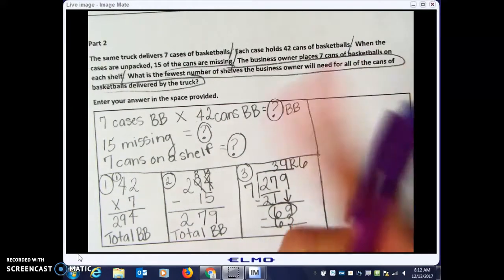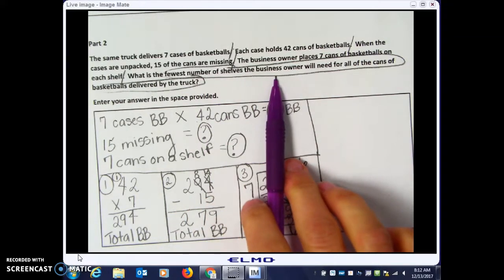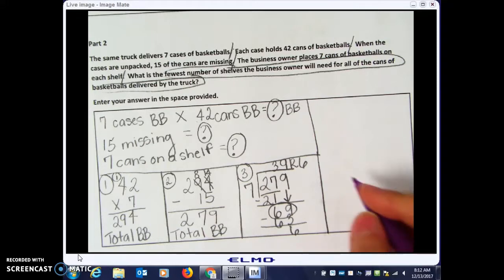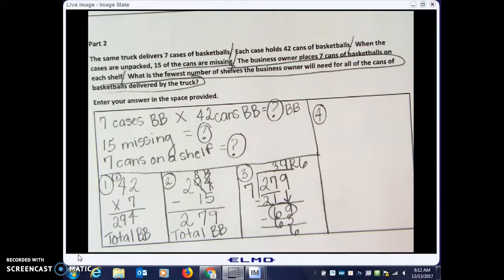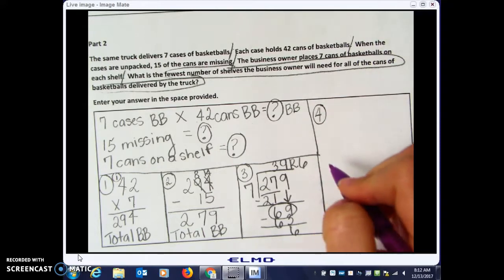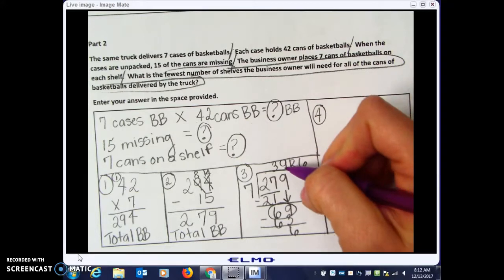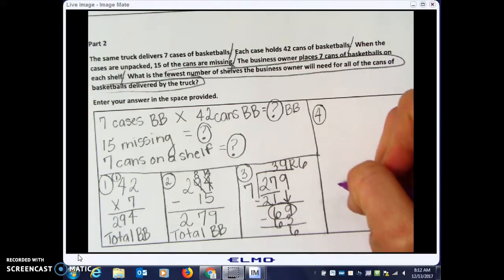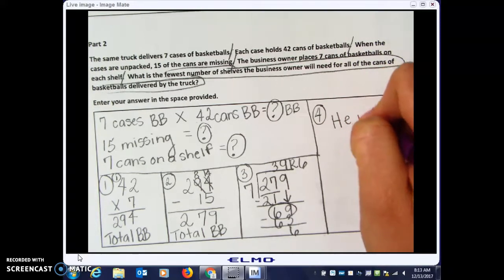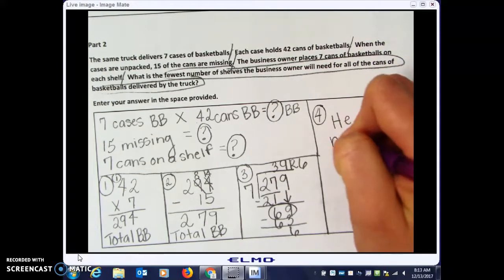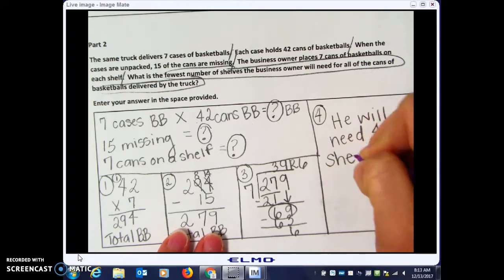Now, can my statement be... I go back to the question, what is the fewest number of shelves? Can I say 39, remainder 6? No, that's silly. So, step 4, it's 4 steps. I need to write my statement. So I'm not going to have 39 shelves. How many am I going to have? 40. Excellent. So he will need 40 shelves.